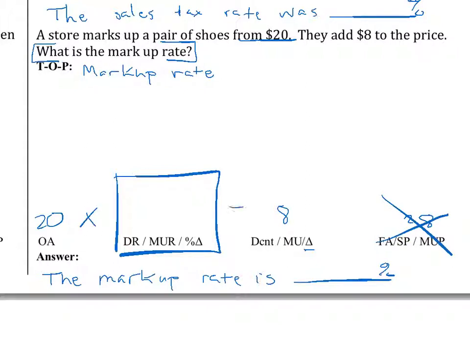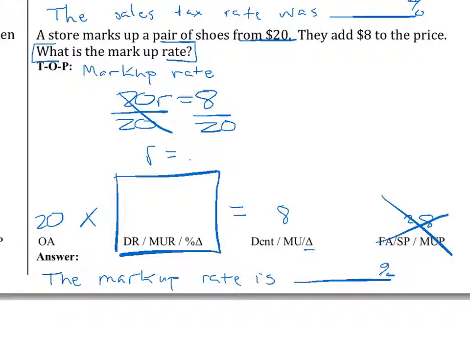We can set up our equation. 20 times R is equal to 8. Divide both sides by 20. We should get that R is equal to 0.4. Move the decimal 2 times. 1, 2. That's going to be 40%. Questions? No.